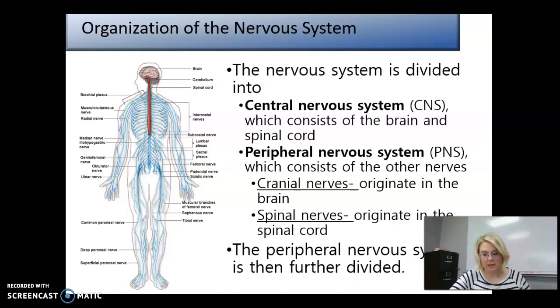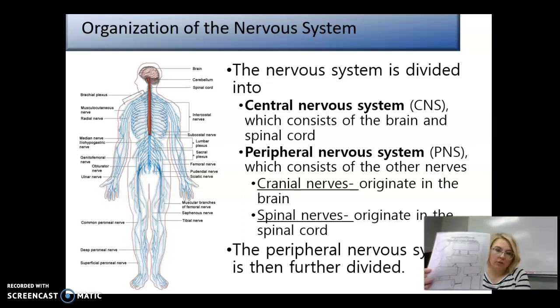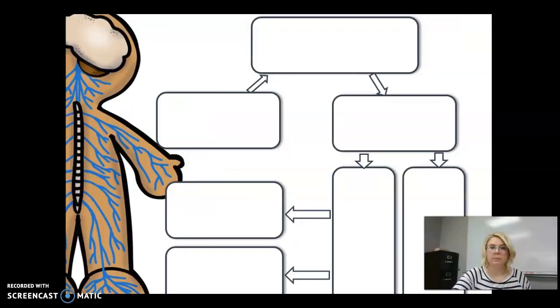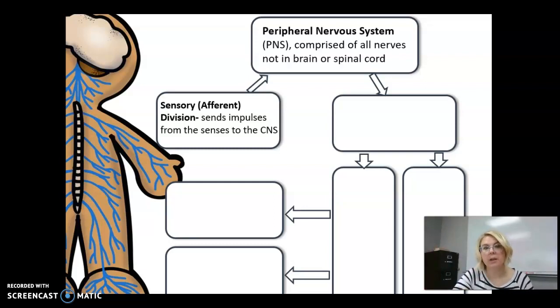This is where we are going to come into our next one, our doodle notes, where it says organization of the nervous system. So for the top one, I need you to put central nervous system, or CNS, at the very top. Where it says central nervous system already written for you, you're going to write: consists of what? Brain and spinal column.